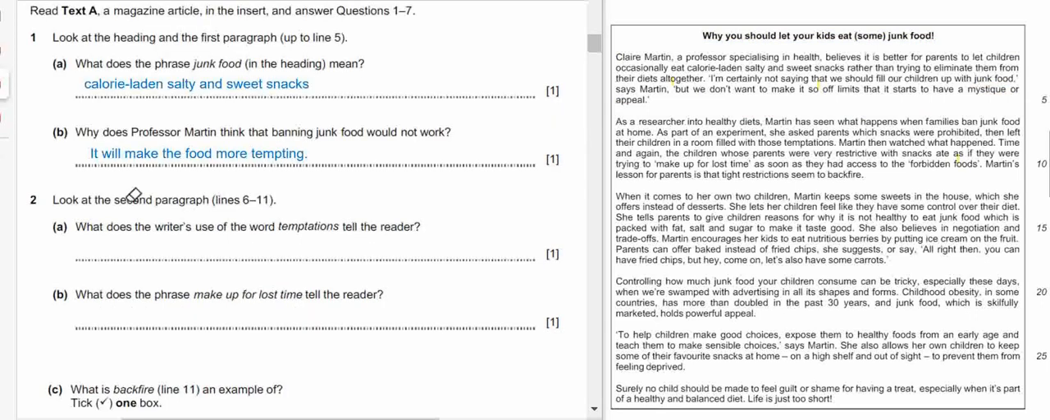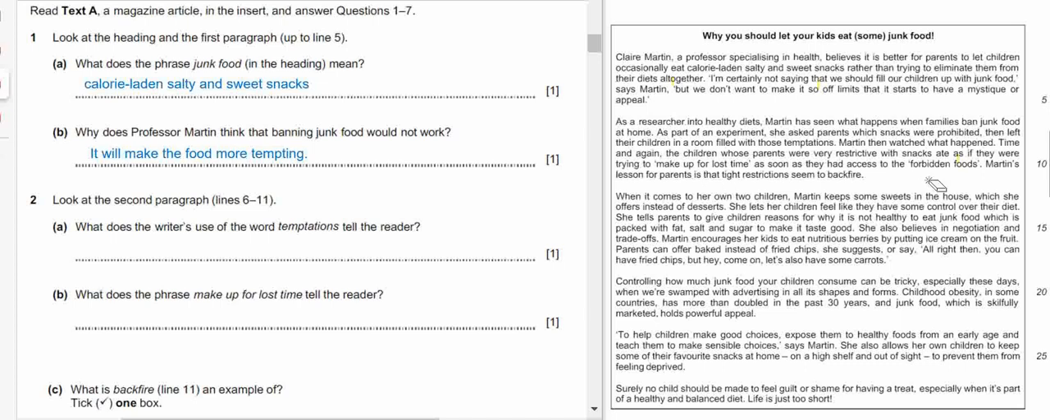Now we are in question 2. Look at the second paragraph, line 6 till 11. Question 2a. What does the writer's use of the word temptation tell the reader? 10 seconds from now. 10, 9, 8, 7, 6, 5, 4, 3, 2, 1.